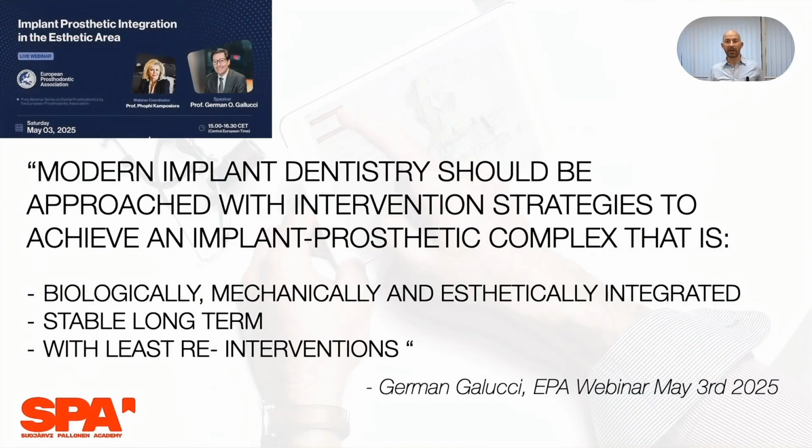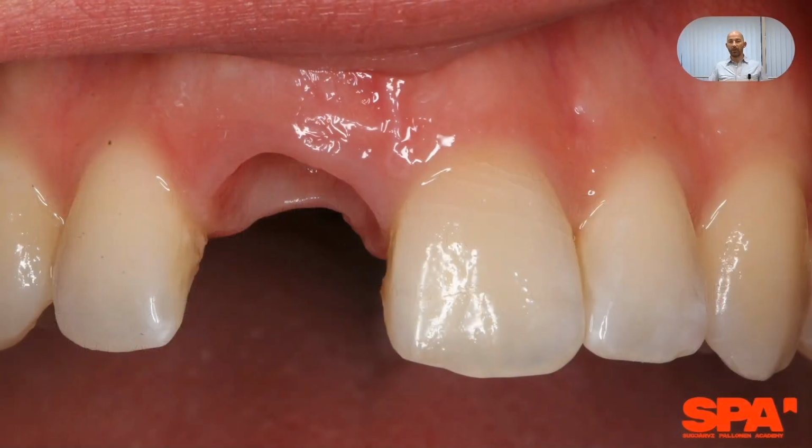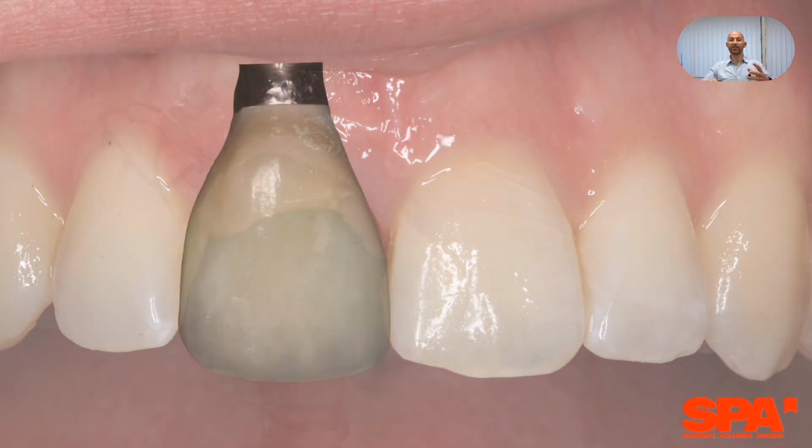There was a great webinar from German Gallucci just recently on EPA, and I especially like this quote from him, where we don't plan implants, we should plan implant prosthetic complexes that are biologically, mechanically, and aesthetically integrated, stable long-term, and with least re-interventions. But when it comes to treatment planning, we'll have to know the gingival architecture and how the gingival margin is. We'll need to have good implant position, enough soft tissue height as mentioned, and then we need to control the shape and form with our restorations.